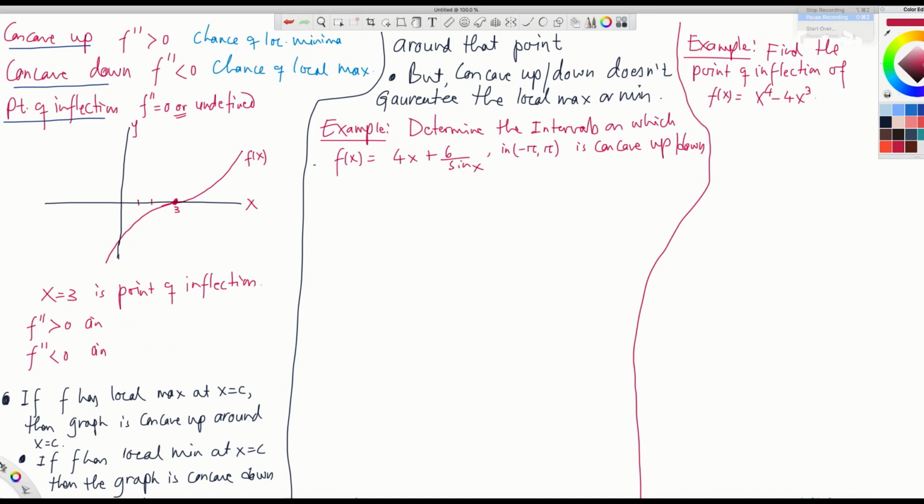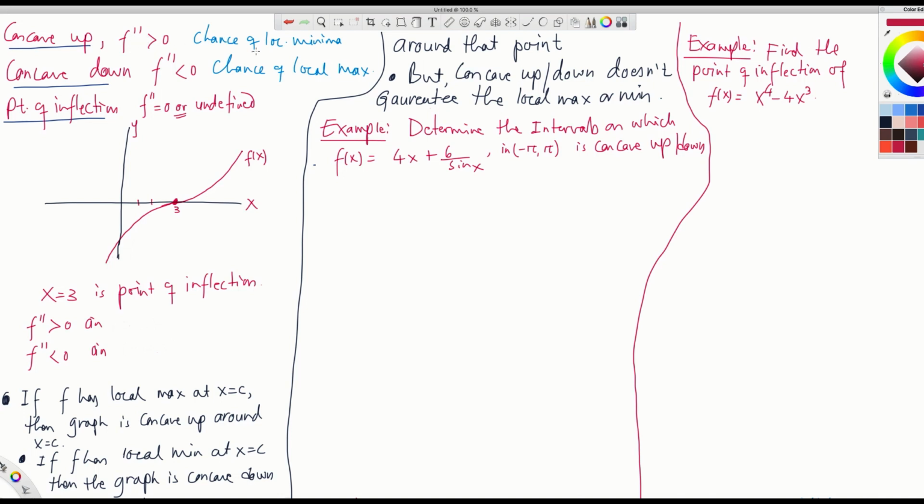Talk about a note there. If a function is concave upward, then the second derivative is always positive at that point and around that point.